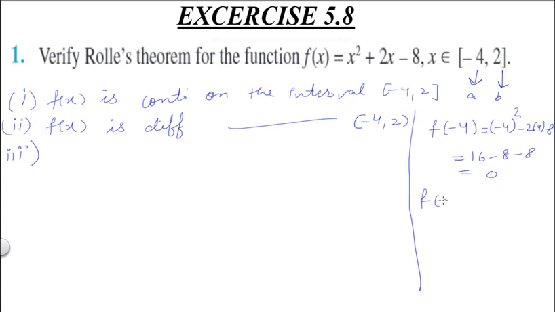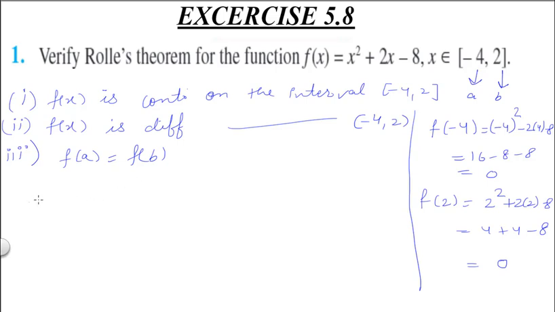Let us find f of 2, which will be 2 square plus 2 into 2 - 8, which is 4 plus 4 - 8. We get the answer as 0. So we say that f of a is equal to f of b. Now all the three conditions are satisfied for Rolle's theorem.